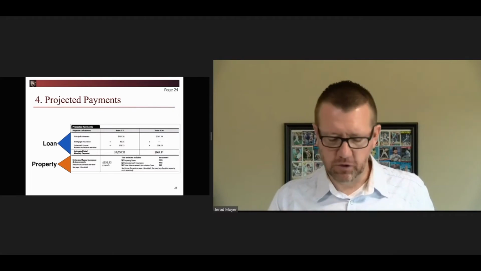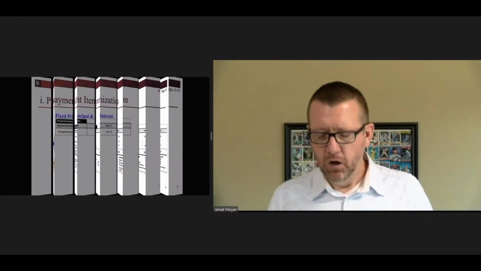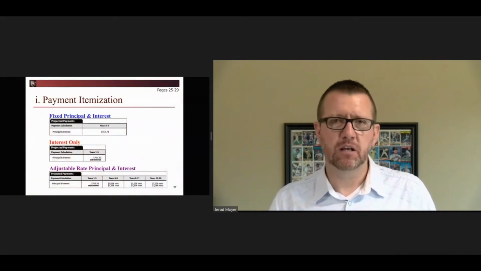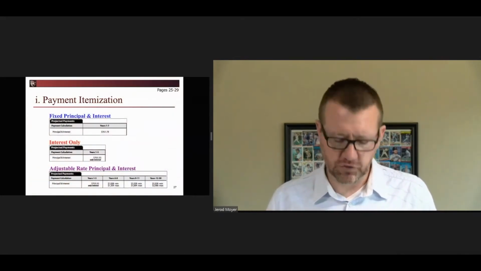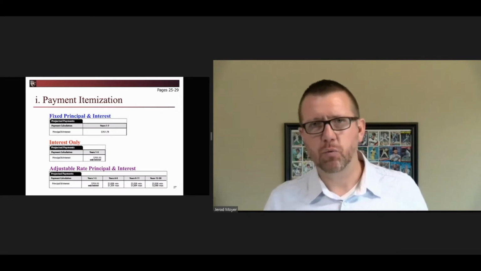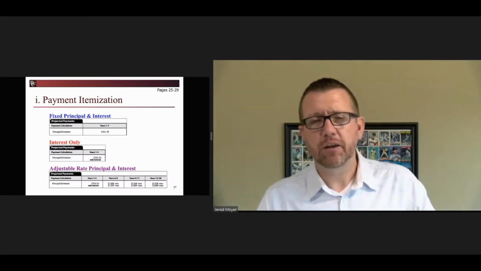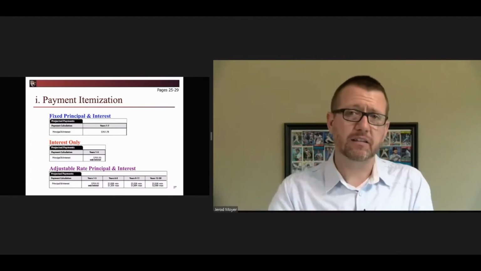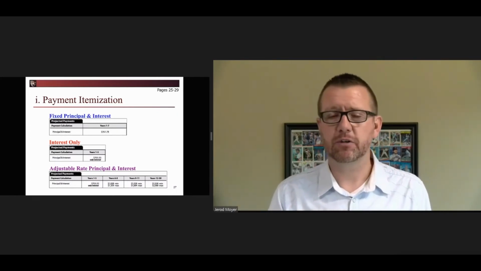Let's go a little deeper and go line by line in here. We're going to go to page number 25 and the payment itemization. So there's three different examples up here on the screen. They're on page 25 and 26 in your materials. If you have a fully amortizing fixed rate payment, it's going to look a lot like the top one here. That's a 7-year loan that fully amortizes.